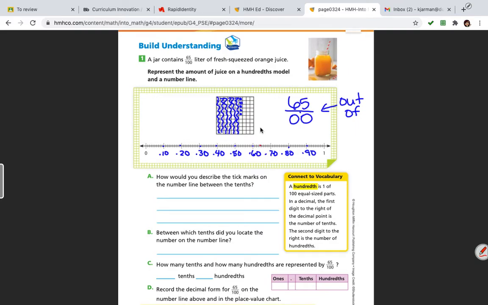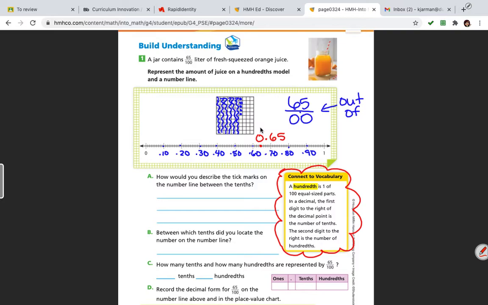1, 2, 3, 4, 5. So it would be 0.65, 65 hundredths. Okay? At the bottom, it has the definition for hundredths. And remember, I said I like to think of change. So if you have some spare change laying around the house, this is a good time to count out your hundredths and practice writing your decimals.